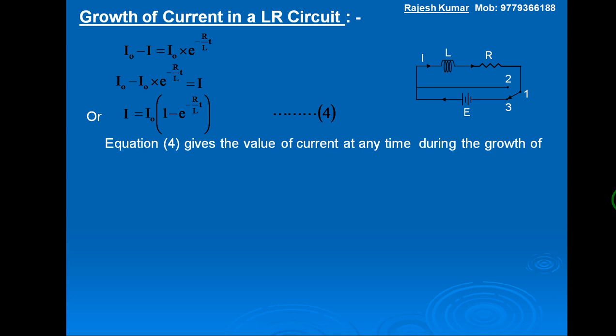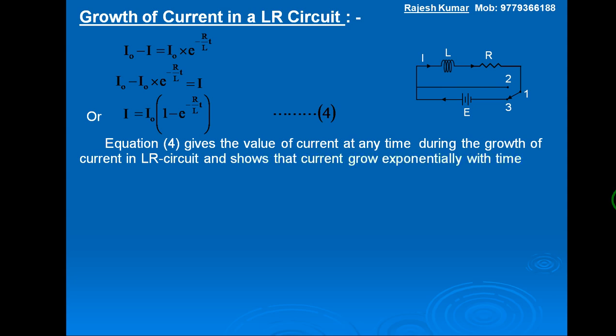Equation 4 gives the value of current at any time during the growth of current in an LR circuit and shows that current grows exponentially with time. As shown in the graph, suppose this is the origin, this is the x-axis, this is the y-axis. Along the x-axis we plot time t, and along the y-axis we plot current capital I, and the graph is like this. Current grows like this, and this is the maximum value I naught.